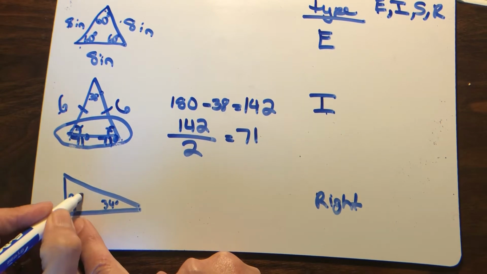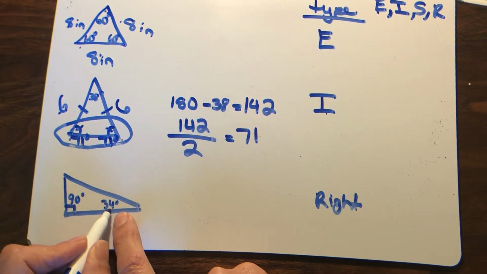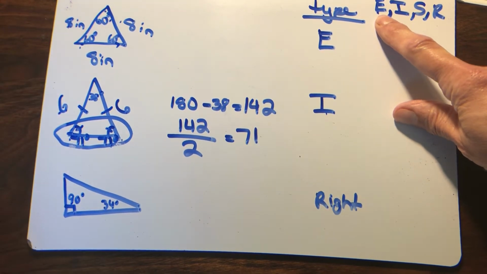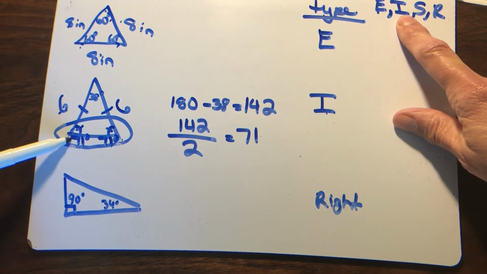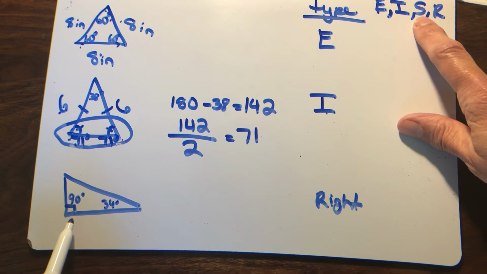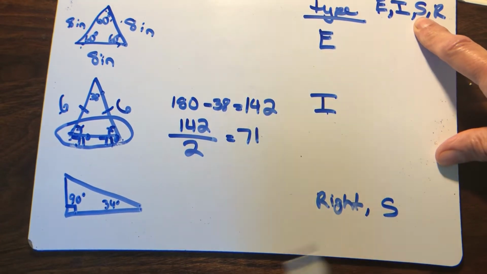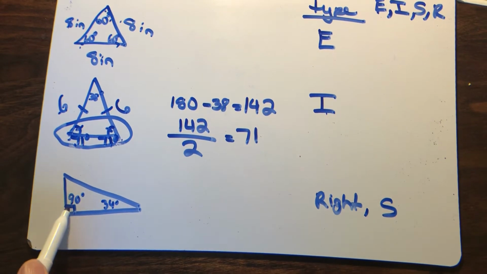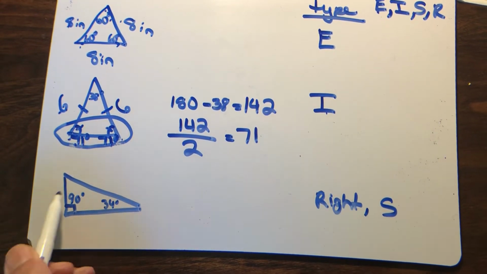90 degrees. So you got 90 and 34. Could it be an equilateral? No. Could it be an isosceles? No, because you have to have two angles the same to be an isosceles, two sides and two angles. So therefore, that makes this a scalene. So that means it's going to have three different measurements for the angles and three different lengths for the sides.